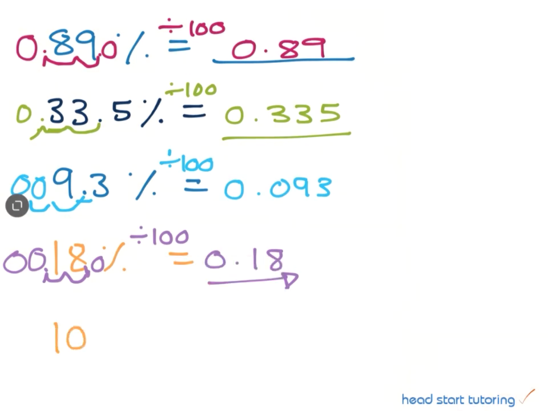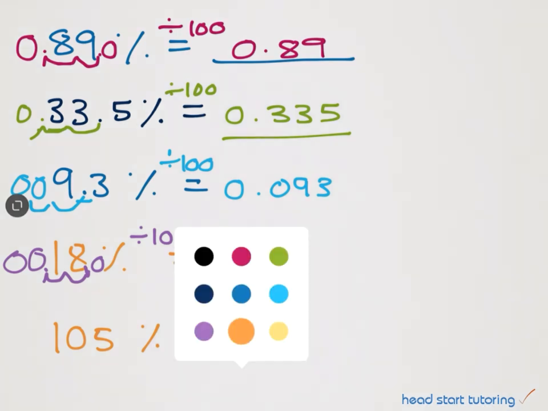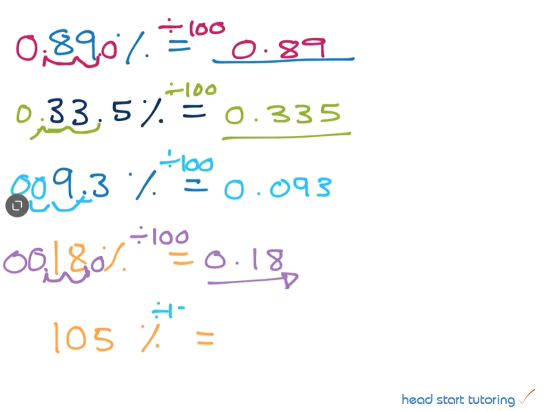And if we have got 105% and we would like to convert this into a decimal, again we just divide by 100. So we go from the end of our whole number 105 and we make it 105.0. We bring in 2 decimal places and we end up with 1.05 as a decimal. So 105% is equal to 1.05 as a decimal.